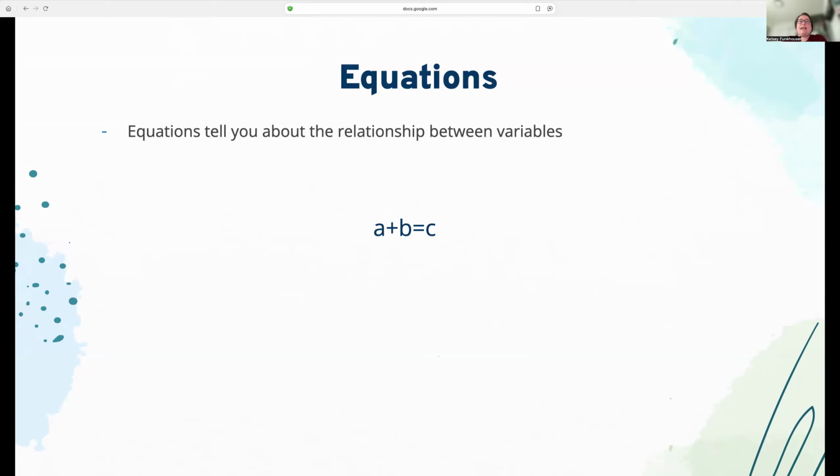Looking at this, we can see that if A, whatever it is, got bigger without B changing at all, then C would also get bigger. Or if A stays the same and B gets smaller, then C will also get smaller. That's what this equation is telling us. And this is why equations are so valuable. They show us how variables relate to each other and how changing one may change the others.